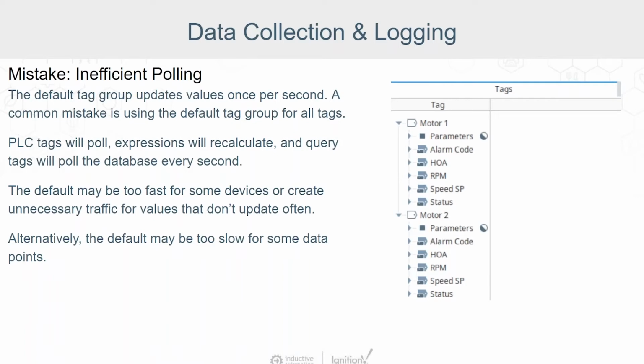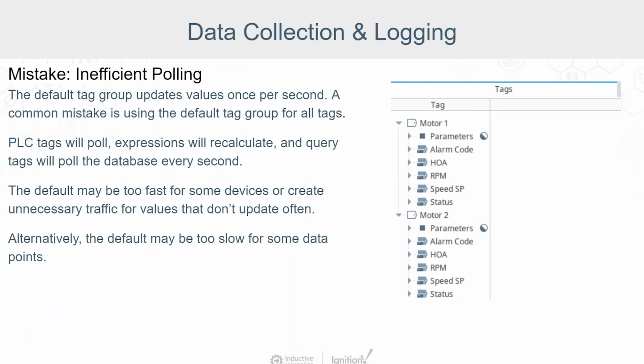The next mistake we'll look at is improper polling frequencies. One mistake we see often is using the default tag group for all tags. The default polling rate is once per second. This means PLC tags poll once per second, expressions are recalculated every second, and query tags are hitting the database for data that may not have changed.